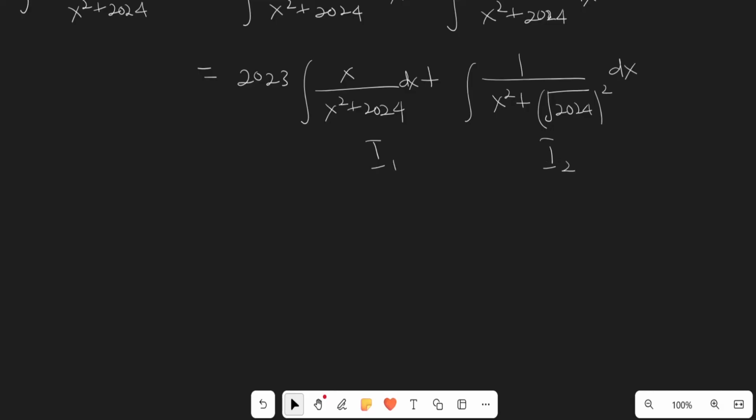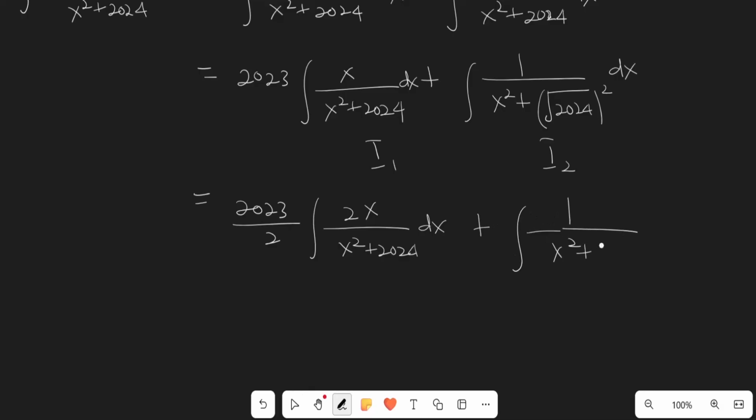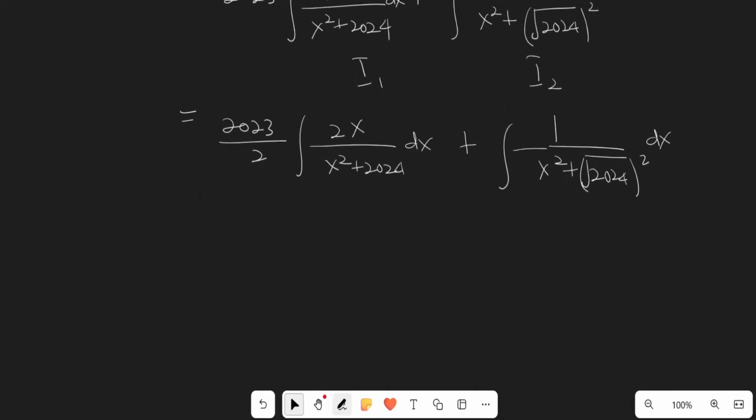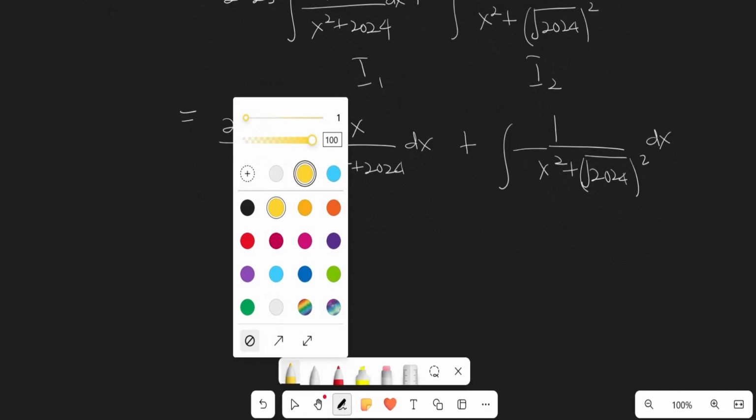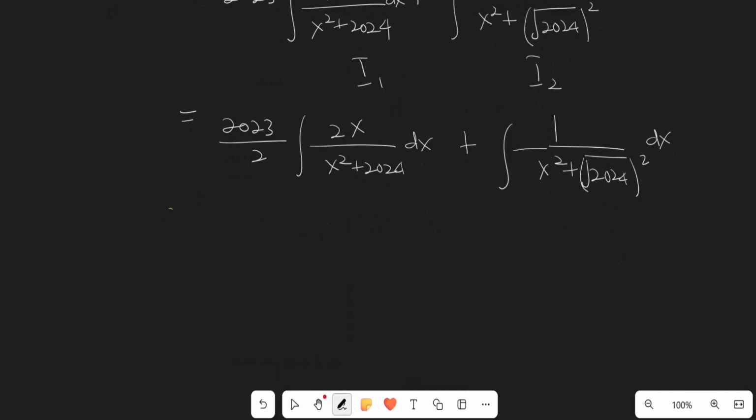For integral 1, I'm going to divide by 2 and multiply the numerator by 2, all over (x² + 2024) dx, plus the integral of 1 all over x² plus the square root of 2024 squared, dx. And with the second integral, we know that if we have the integral of 1 all over (x² + a²) dx, this is the same as 1 over a times the arctan of x over a. So our second integral is the arctan integral.